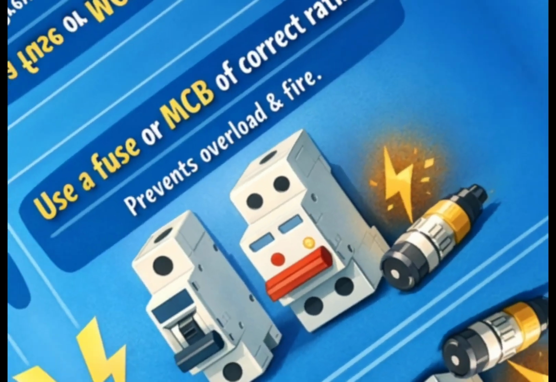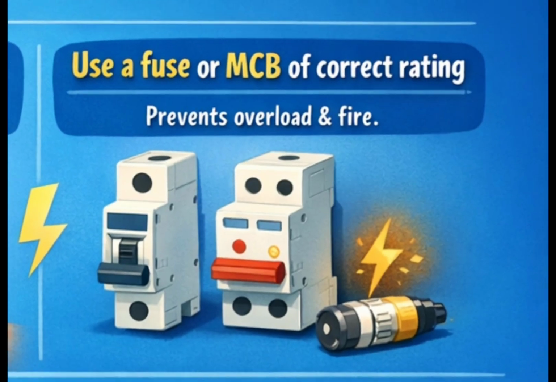Third point, always use a fuse or MCB of correct rating. As I already said, MCB means miniature circuit breaker. These safety devices automatically break the circuit during overloading or short circuit. They protect the circuit and electric appliances and prevent fire accidents.